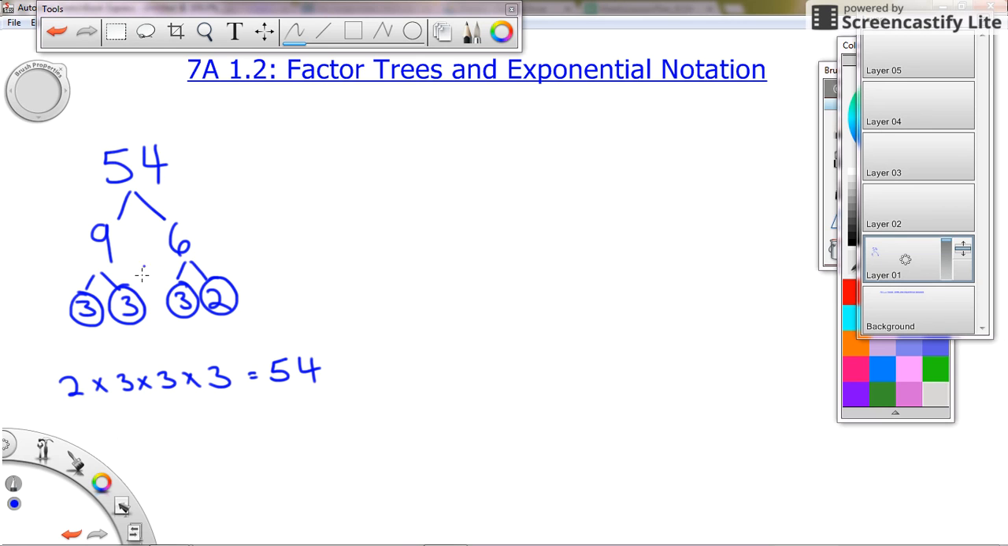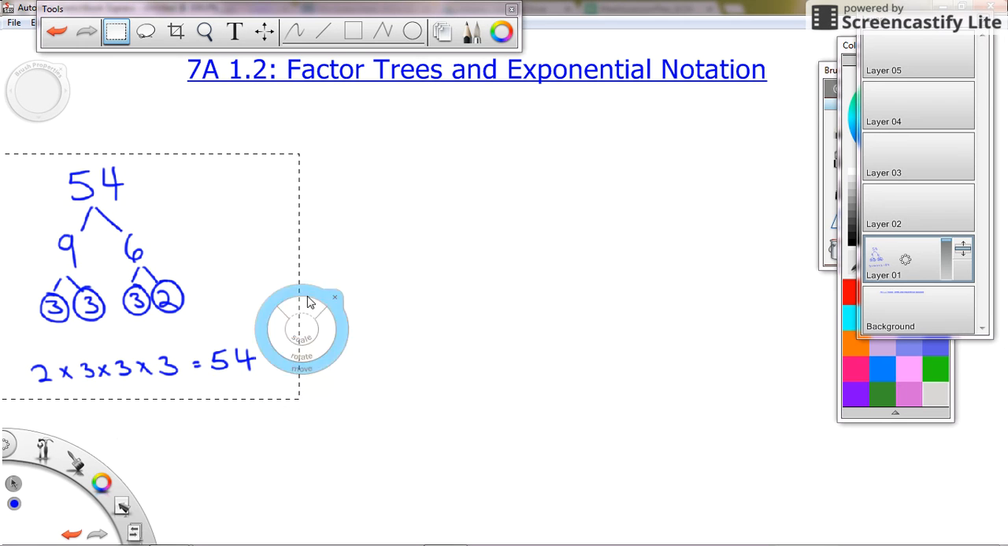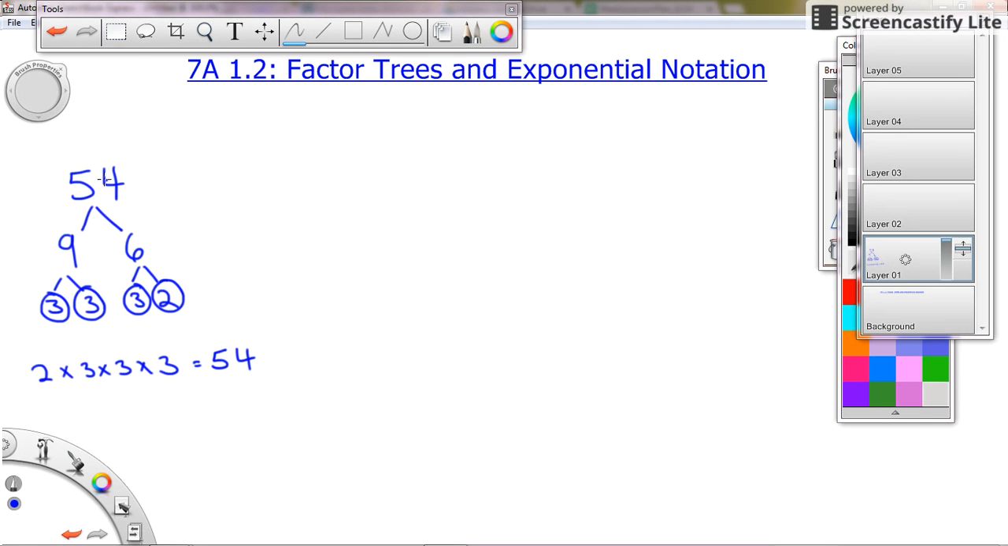It's important we circle them because sometimes, like for this next example, they won't always be in a nice clean line like this. So let's do another example here. Now that one was kind of easy because we know from our multiplication tables that 9 times 6 is 54. Let's take a number that we might not know off the top of our heads. Let's do 432.